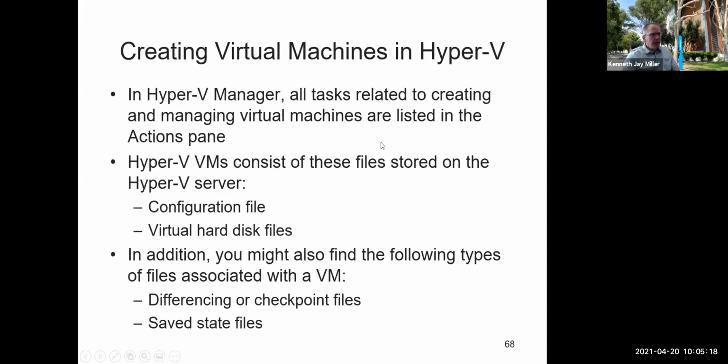All right, so in Hyper-V Manager, all tasks related to creating and managing virtual machines are listed in the action pane. I'll show you this in just a second, but Hyper-V looks and feels a little bit different than VMware. Now the VMs actually consist of files, again, the two main files being the configuration file and then the hard disk file. In addition, you might have other files, such as the differencing or checkpoint files or a save state file.